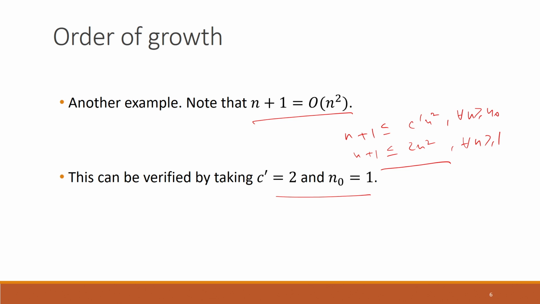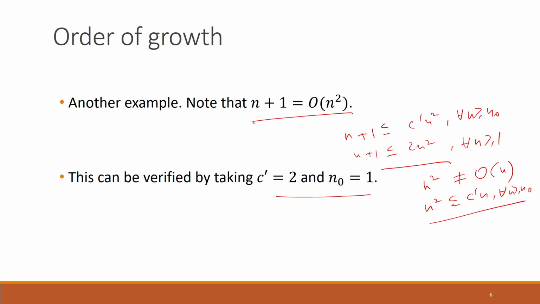Let me give you an example where a function f(n) will not be of the order g(n). For example, this function n square will not be O(n), because you will not be able to find any pair of values c dash and n naught for which n square is less than or equal to c dash times n for all n greater than or equal to n naught. This is just not possible. Why is this not possible? Because this function n square grows faster as compared to this function n.